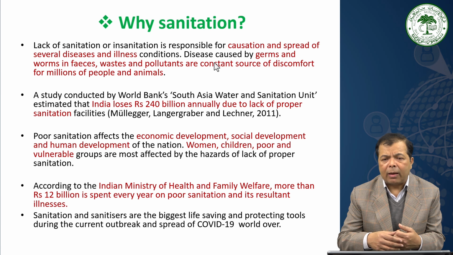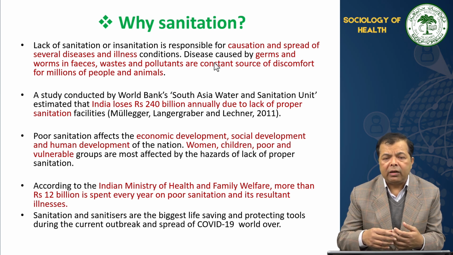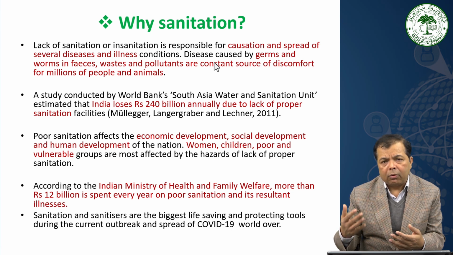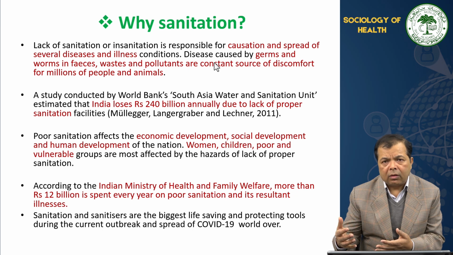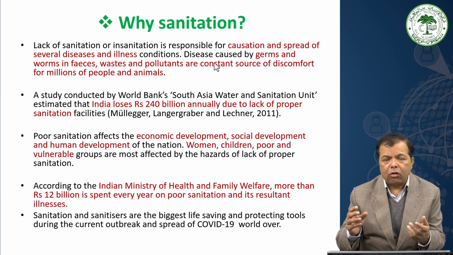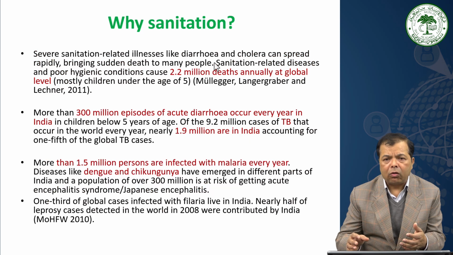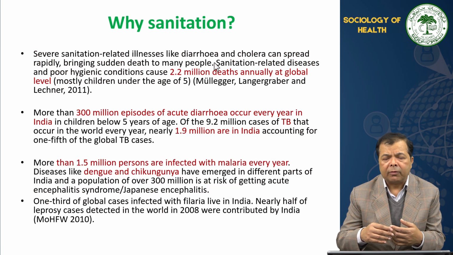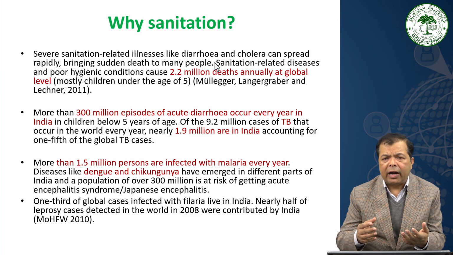According to the Indian Ministry of Health and Family Welfare, more than rupees 12 billion is spent every year on poor sanitation and its resultant illnesses. Right. So on the one side, a certain amount of money, which is a huge amount, is lost because of the adverse impact of the lack of sanitation facility, right? So these are the things which are stated in these slides. You can read these and some of the next slides also, because primarily we are talking about some of the numbers. Then again, in this slide we have mentioned that sanitation related disease and poor hygienic condition cause 2.2 million deaths annually at global level.